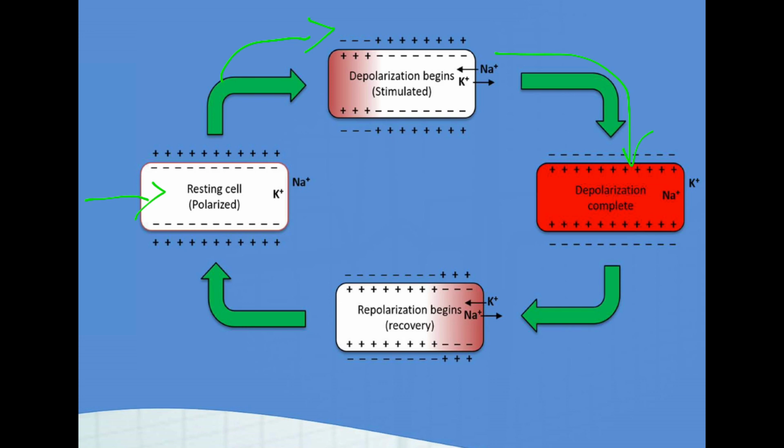And then after depolarization, you have to have repolarization. And because now you have almost an equal amount of potassium inside and outside and an equal amount of sodium inside and outside, you have to use energy to pump the potassium back into the cell and pump the sodium out of the cell. And then you end up with that normal resting state again.